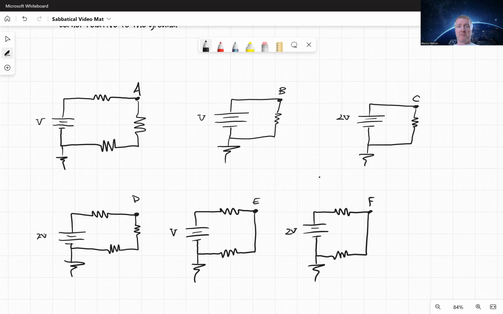Is that the way to do this? What would be wrong with that? Maybe take a minute and figure out, if we look only at the voltages, what would be the problem with doing something like that?